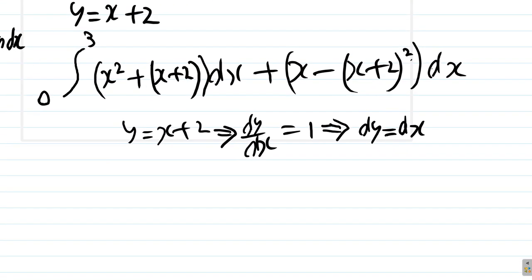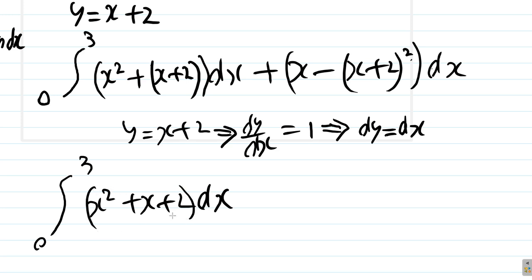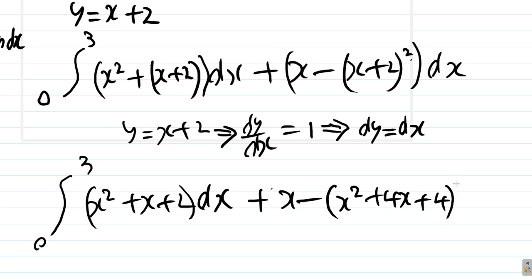Okay, so what you have is the integral from 0 to 3 of x squared plus x plus 2 dx plus x minus what now? When you multiply this out, you're going to get x squared plus 2x plus 2x, which is 4x, plus 2 twos, 4. Alright? dx. So the integral applies to all of this.